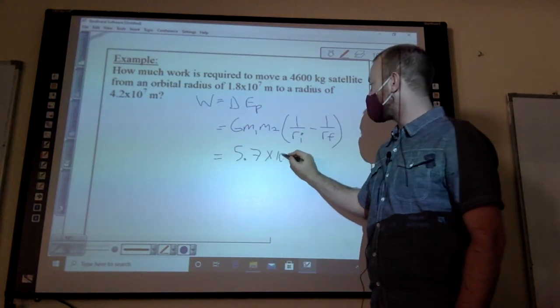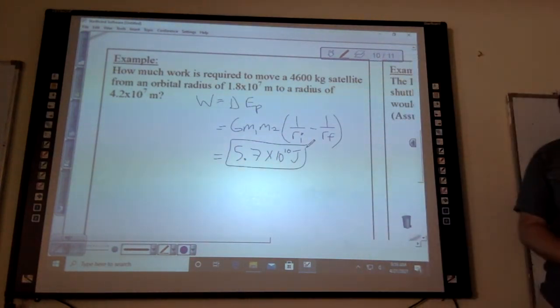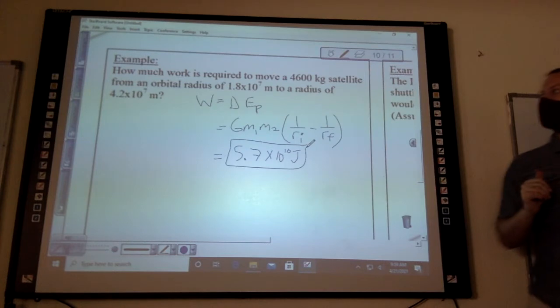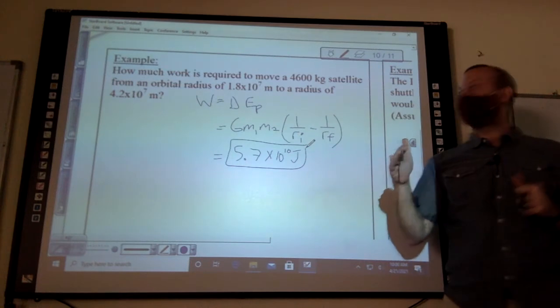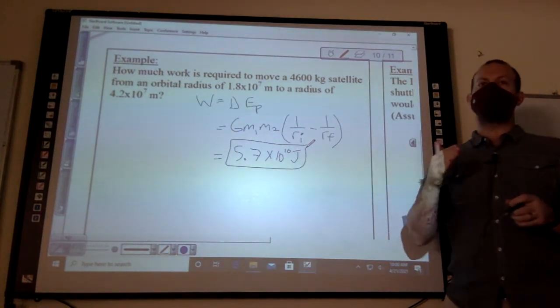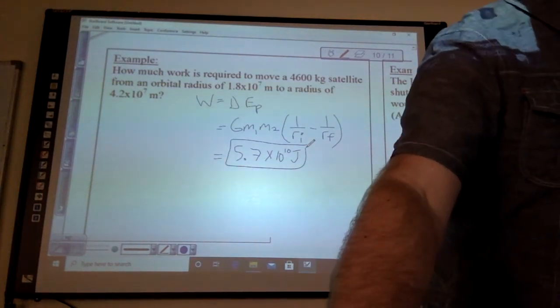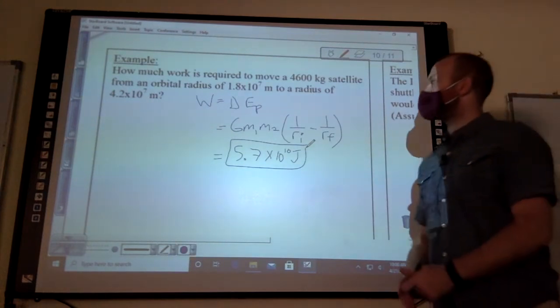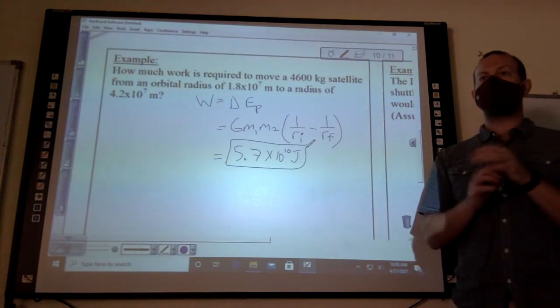I'm just going to show you the answer for the sake of time. This is how much work it requires to move a satellite. So it's positive because you need to actually do work to move the object. It's hard to put a satellite farther away from the Earth because gravity wants to pull it down. If we were to take it from a further radius to a shorter radius, the work would be negative because you don't have to put in work, you actually have to take out energy. You don't have to remember if it would be positive or negative. It will come out based on this. Questions with this?